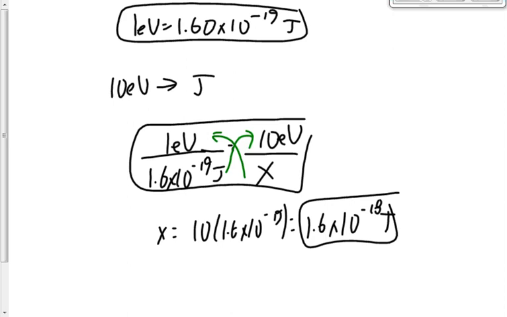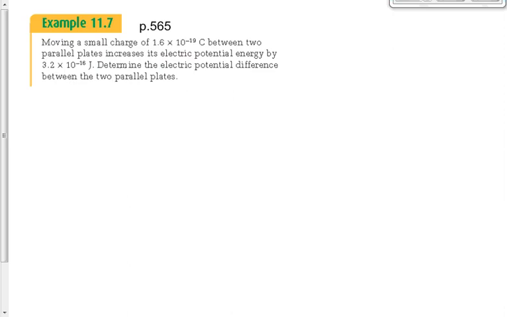Okay, let's do an example here. I've got 2 examples and then we're done for the day. Moving a small charge of 1.6 times 10 to the minus 19 coulombs between positive plates increases the potential energy by this value. What's the potential difference between those plates? We're looking for delta V, not delta E, not potential energy difference, potential difference. We've got the potential energy difference, delta E. That's how much the electric potential energy is increased by.